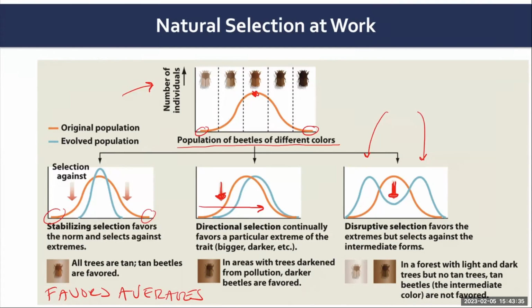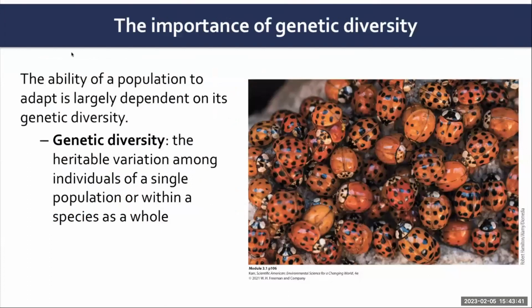So these are just different ways that natural selection can operate in a population, and each of these has different consequences ultimately for the genetic diversity of a population over time. And that's a really key part of all of this. I've mentioned genetic variation quite a few times already as one of the prerequisites to natural selection. So the ability of a population to adapt is largely dependent on its genetic diversity.